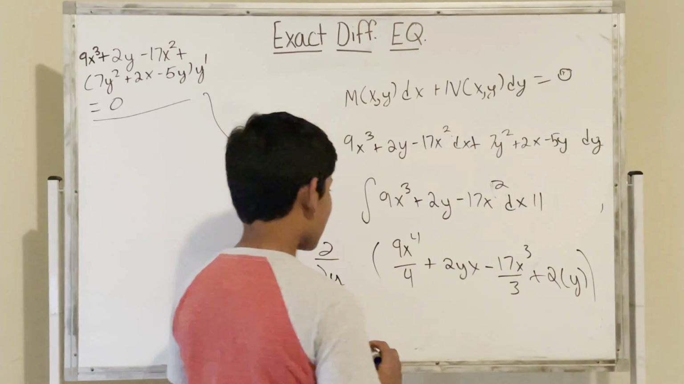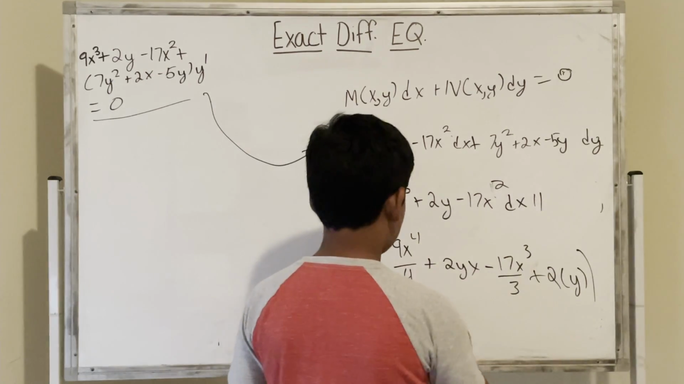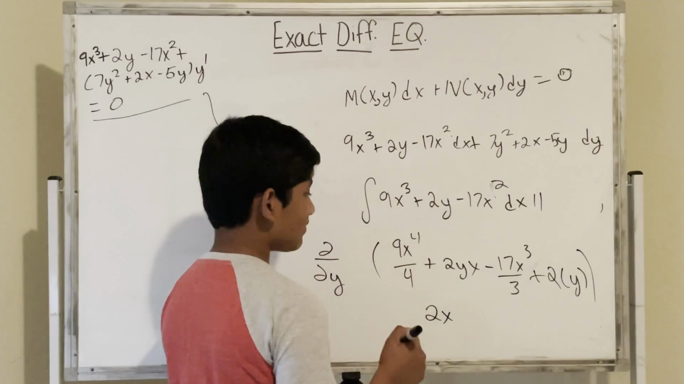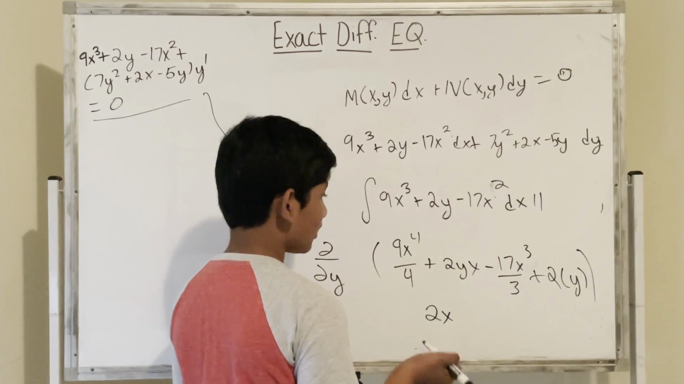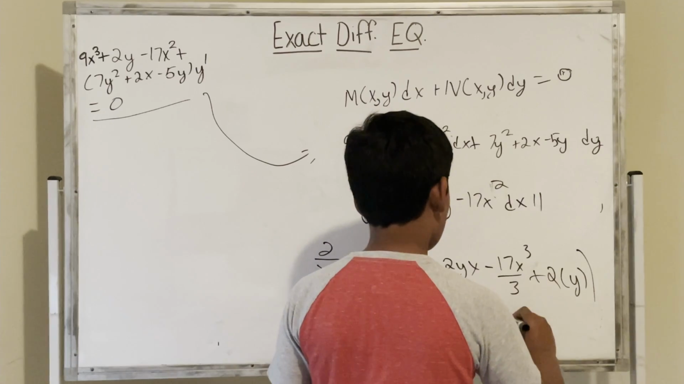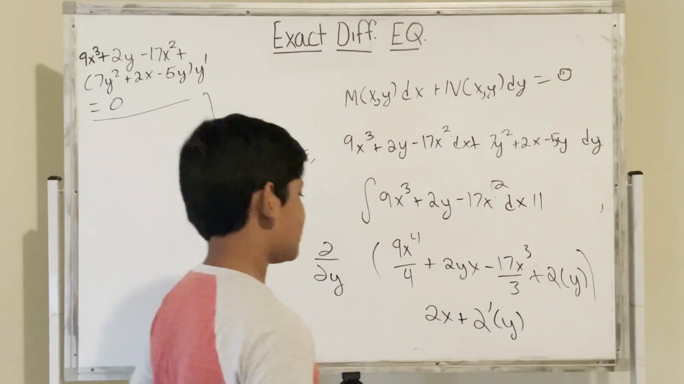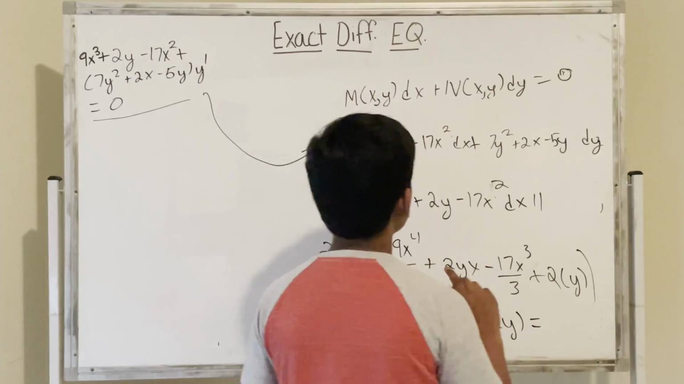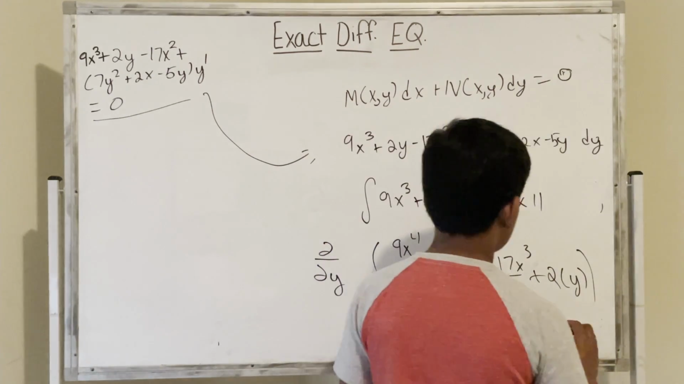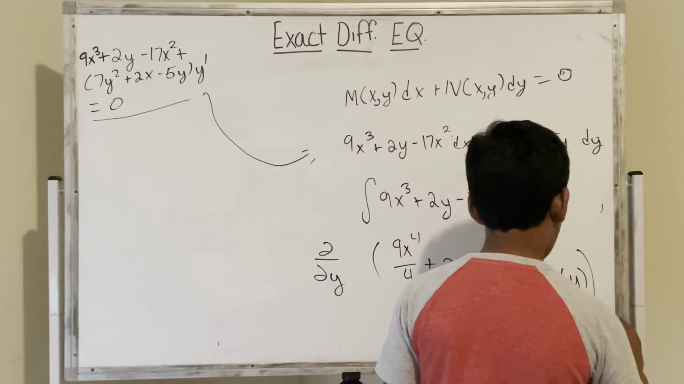So 9x raised to the power of 4 over 4 will just cancel out. 2yx will just be 2x. Then minus 17x cubed over 3 will also cancel out. And plus phi prime of y. Now we're going to set this equal to n of x, y. So this is equal to 7y squared plus 2x minus 5y.